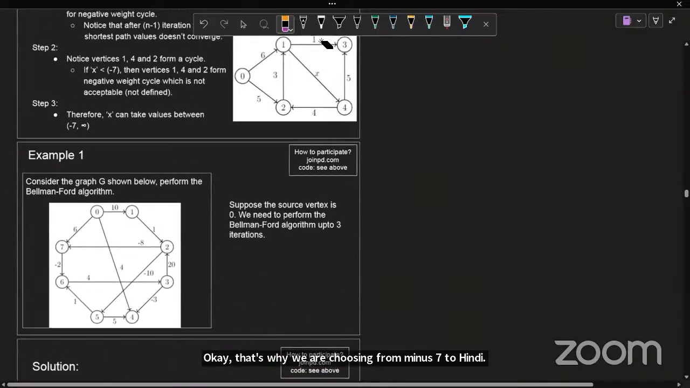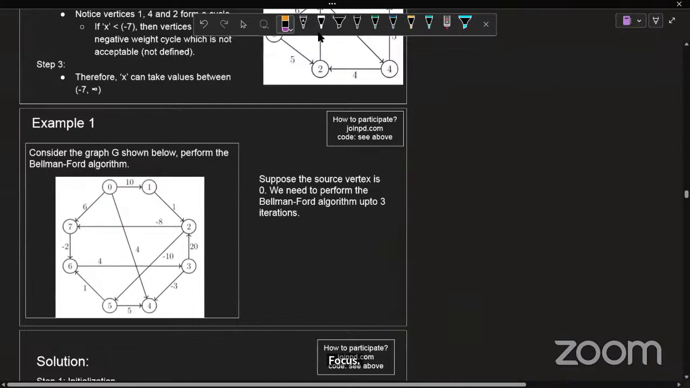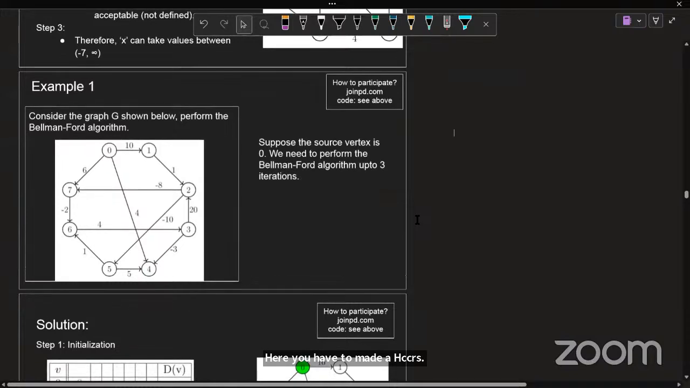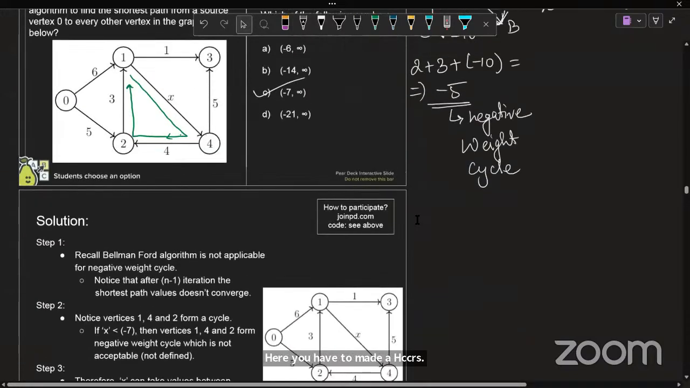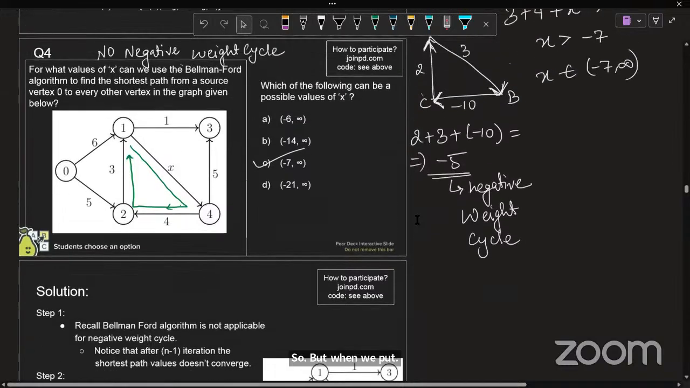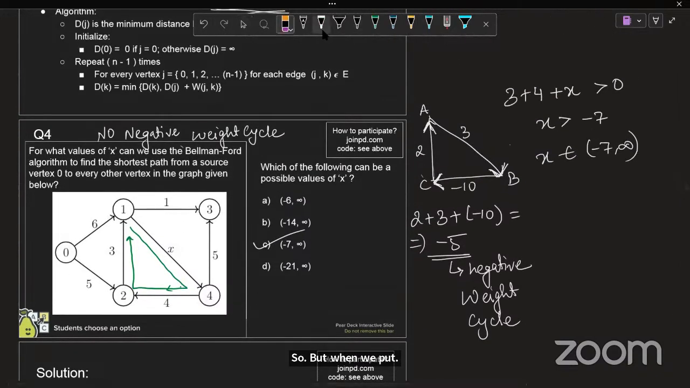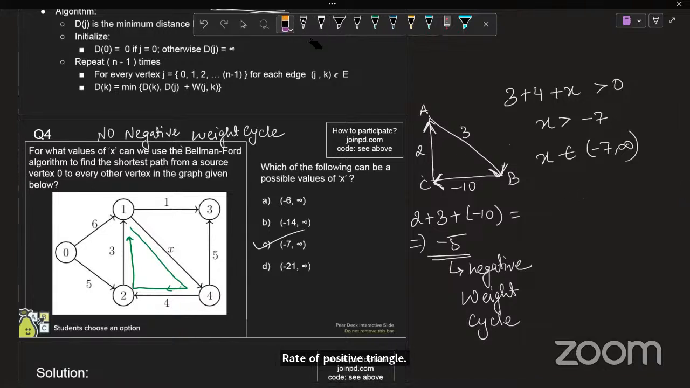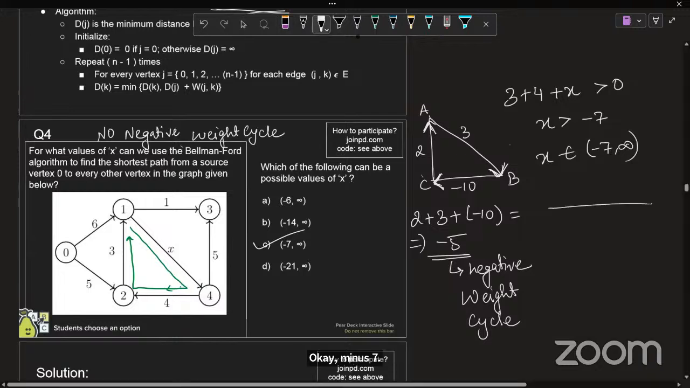Okay. So this is the first problem from the Bellman-Ford algorithm. Here you have to make an adjacency matrix. Sir, but when we put x equal to -7, then it will... Yeah, that's why it's an open bracket. If we take -7, then it will become a positive triangle. Okay, -7, it is an open bracket, right? Yes, sir, yes. Okay.